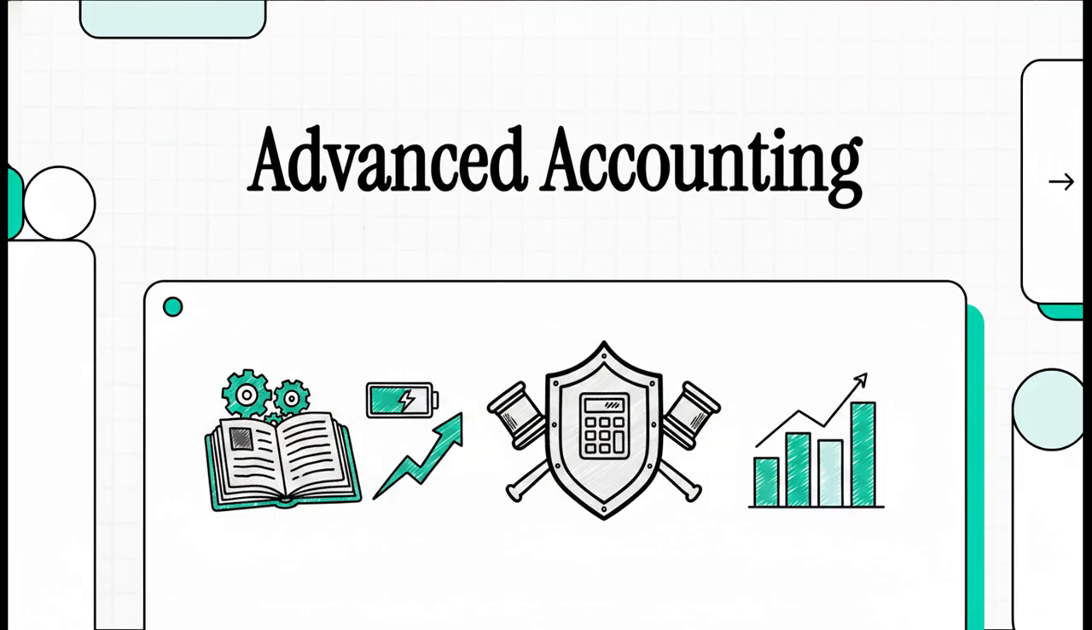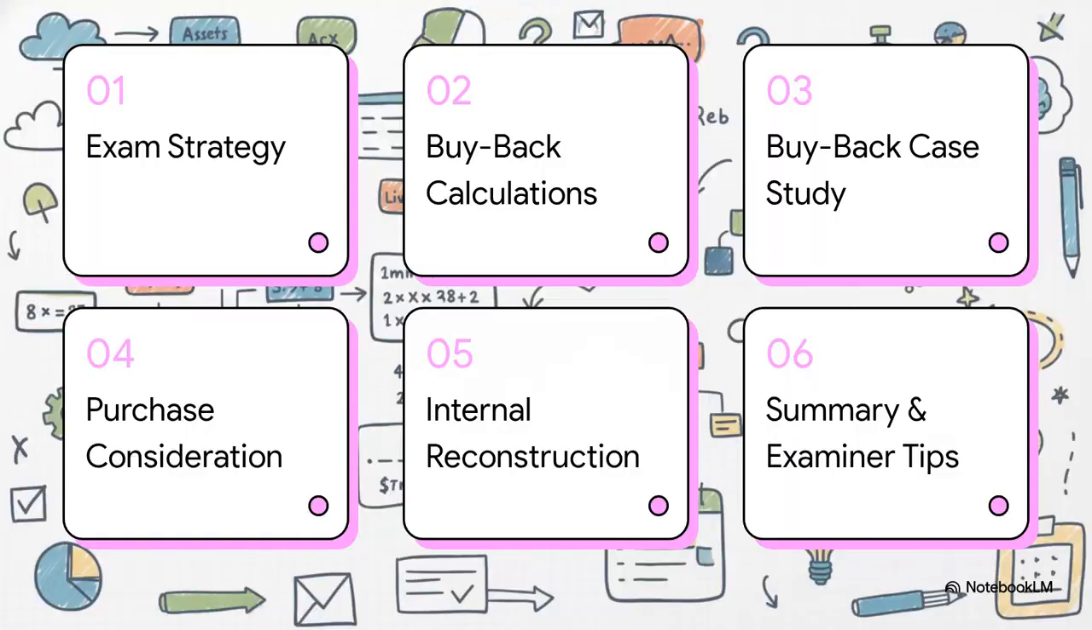Today, we're taking the source material straight from your advanced accounting chapters and transforming it into a highly focused visual masterclass. So, here's our roadmap for today to maximize your marks: advanced accounting exam strategy, mastering buyback calculations, solving a buyback case, amalgamation purchase consideration, internal reconstruction journal entries, and finally, a summary and some examiner tips.